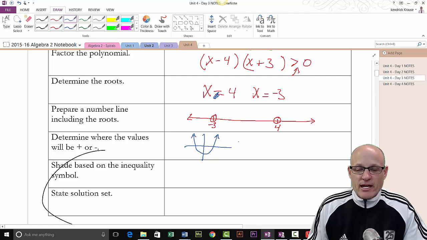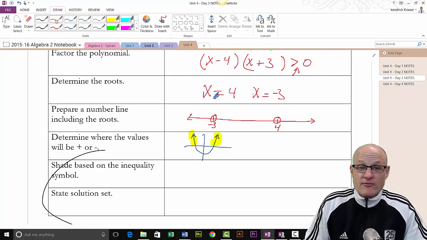So I'm looking again, where is this positive? Well, it is positive above the x-axis. So off to the right and off to the left. Not in between, but off to the left and the right.